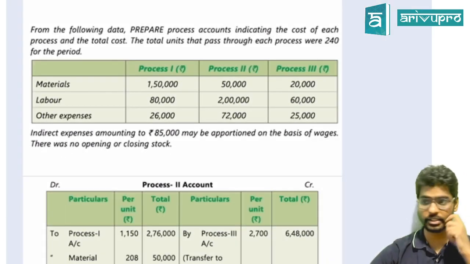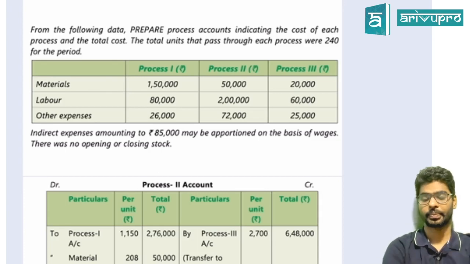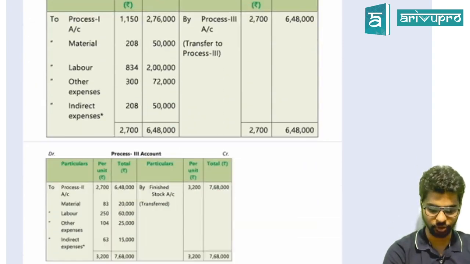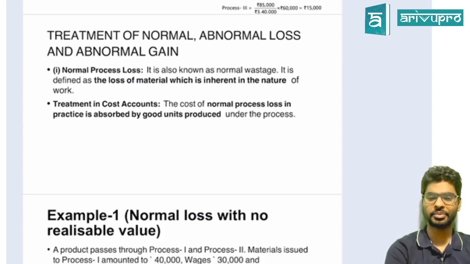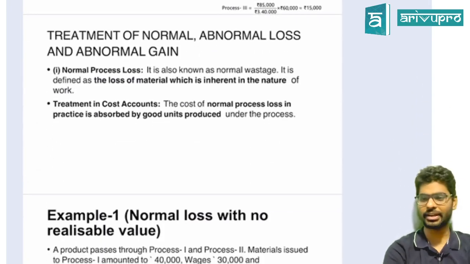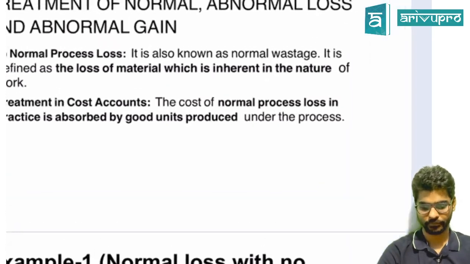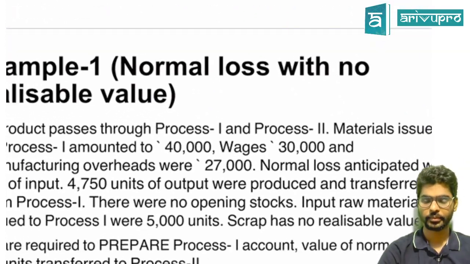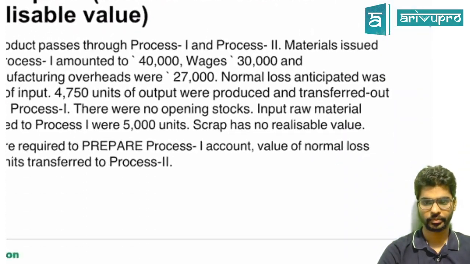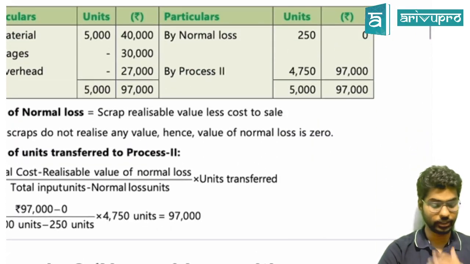Can you see the screen now? Yep. So we did this question where we were doing process 1, process 2, process 3, and we were trying to figure out what is going to be the output of it. Then we did the treatment of normal loss and abnormal loss. Does anyone have a doubt with how we treat the normal loss and abnormal loss? Did you guys do this question?